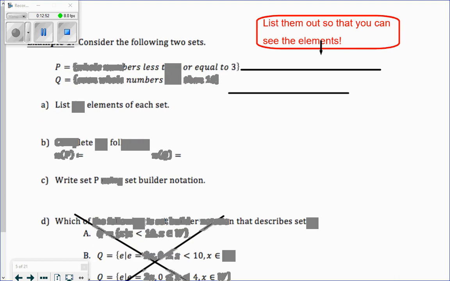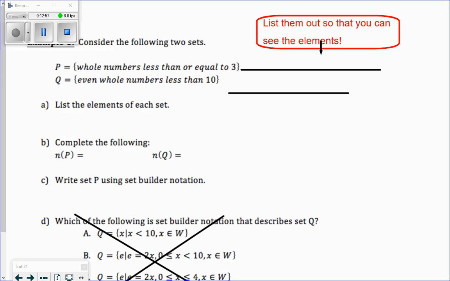Okay. So it says, consider the following 2 sets. So do you have this example? Okay. So what I suggest you do with every single question, whether or not you're asked to do it or not, list out the elements. So in other words, take it from words to numbers. Because if you think in terms of numbers, it actually makes it way easier. So whole numbers less than or equal to 3. So what are the whole numbers less than or equal to 3? Well, that would be 3, 2, 1, and 0, because 0 is a whole number. Okay.